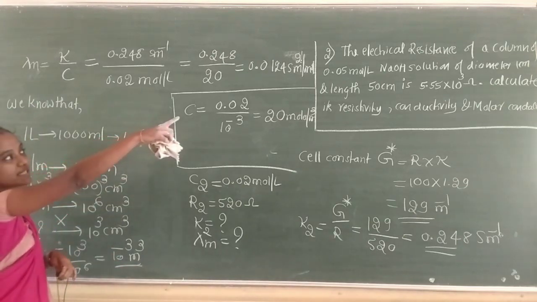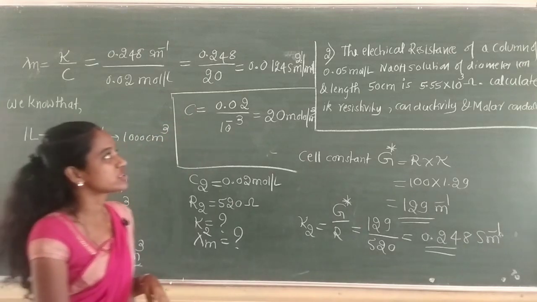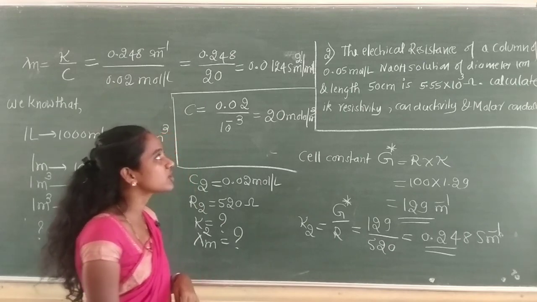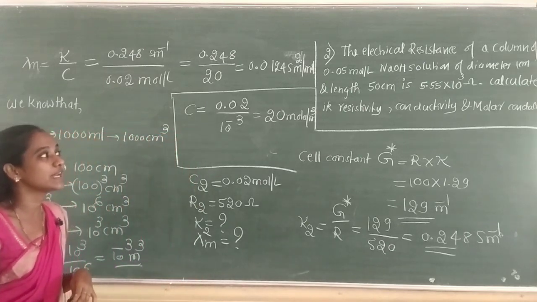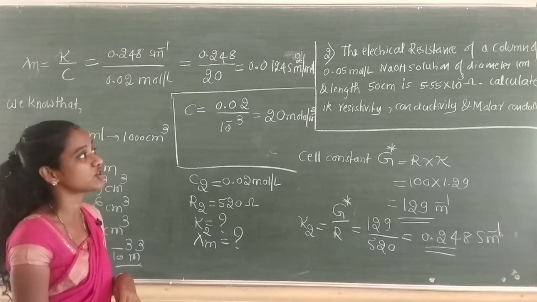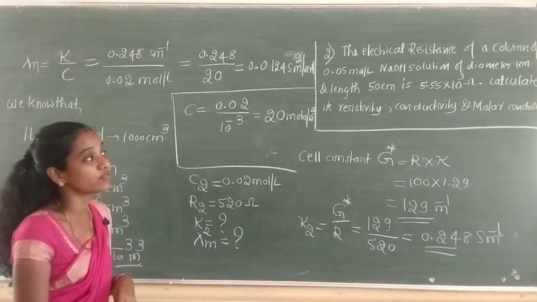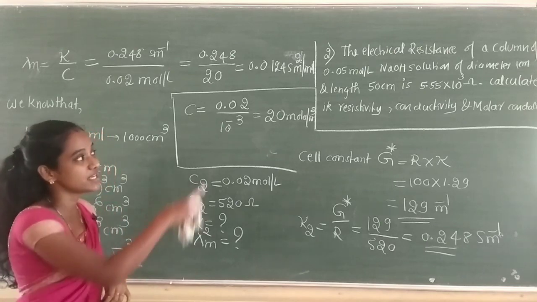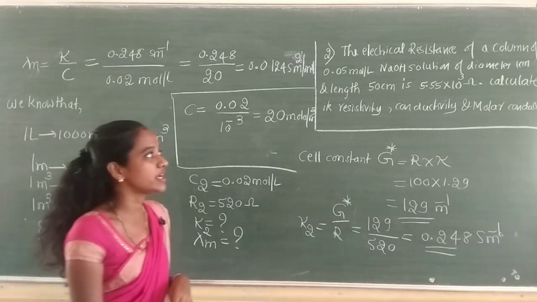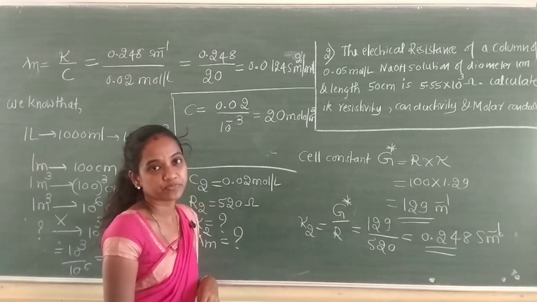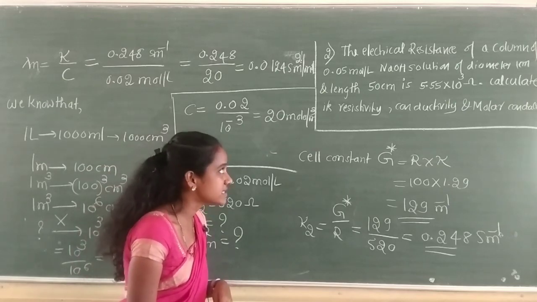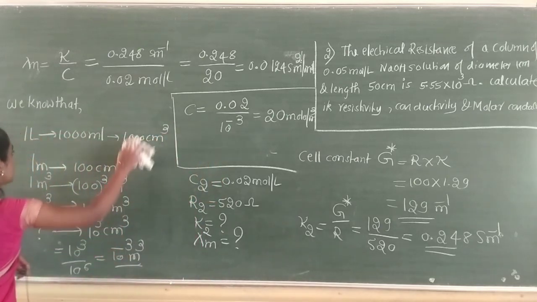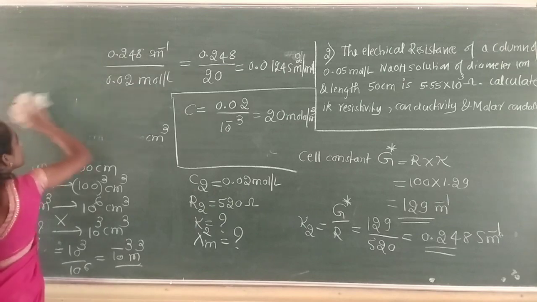Now let us consider the second one. What is the question? The electrical resistance of a column of 0.05 mole per liter sodium hydroxide solution of diameter 1 centimeter and length 50 centimeter is 5.55 into 10 to the power 3 ohms. Calculate its resistivity, conductivity and molar conductivity. So now let us consider the second problem.